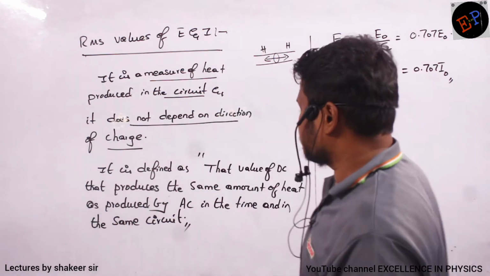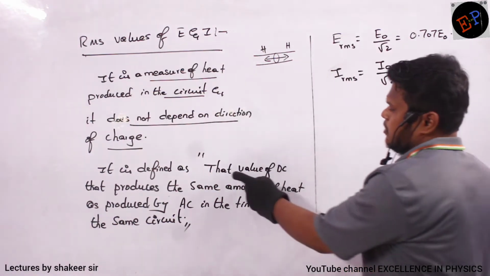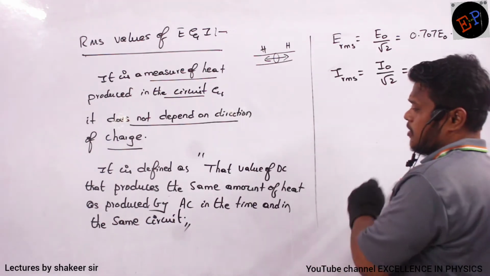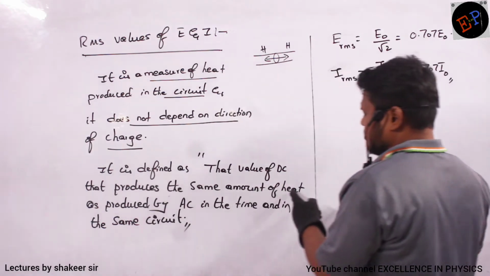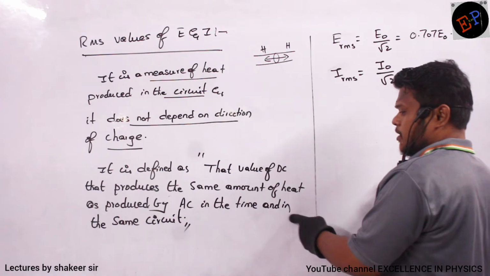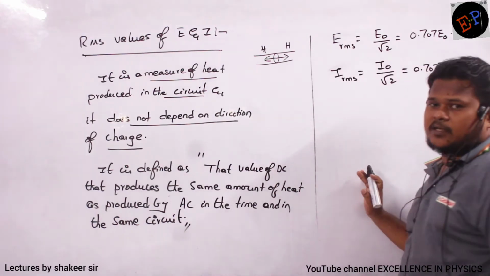Okay. Now what is the definition of RMS value? It is that value of DC that produces the same amount of heat as produced by AC in the same time and in the same circuit. This is called as RMS value.